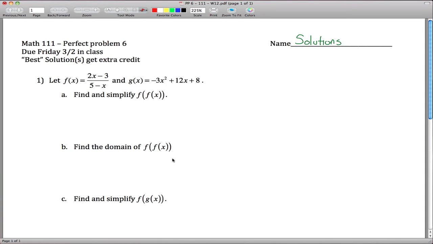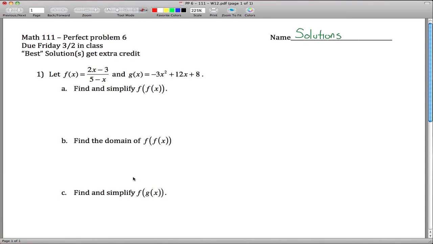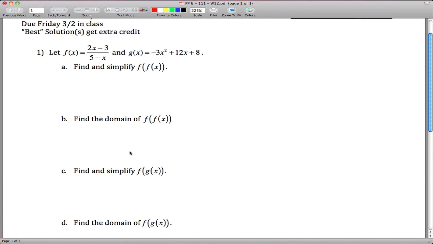Okay, here are solutions to perfect problem 6 from Math 111. Might have gone a little overboard again here. This is a pretty long problem, but it'll be good practice for the quiz. So the first one, find and simplify f of f of x.